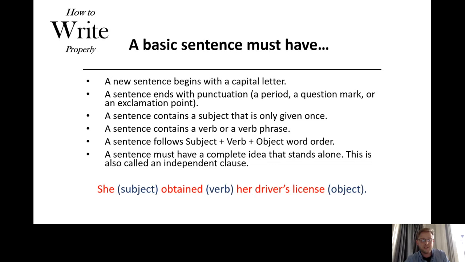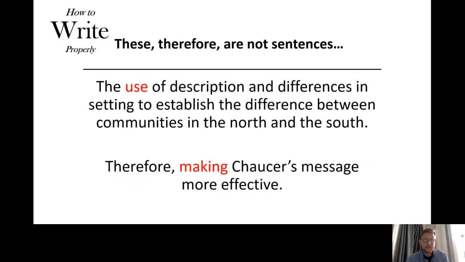She is the subject. The verb is the obtaining. The object is the driving license. You don't have to have an object, but if you do want one, that's where you put it. Has a capital letter at the start. It has a full stop at the end. It's got everything you need. It's a complete sentence. So that's what a basic sentence looks like.